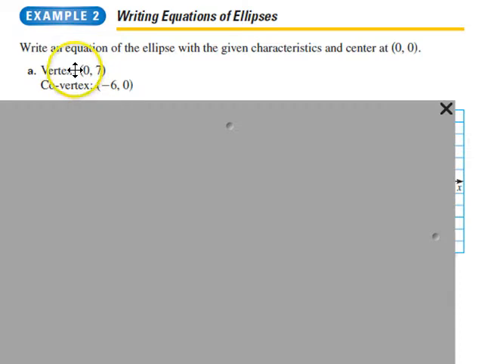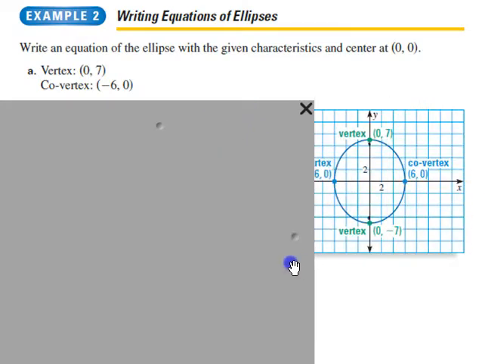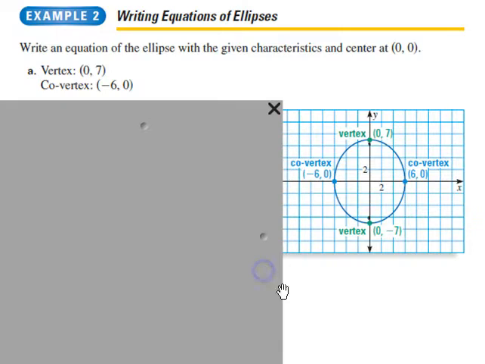They've given you 2 points, a vertex and a covertex. Well, the vertex is along the major axis. Notice the 7 is the y value, so that means this is going to be a vertical ellipse, and the covertex is -6. Well, if you want, you can plot those, and they're mirror points, and draw it, but what you've been asked to do is give the equation.